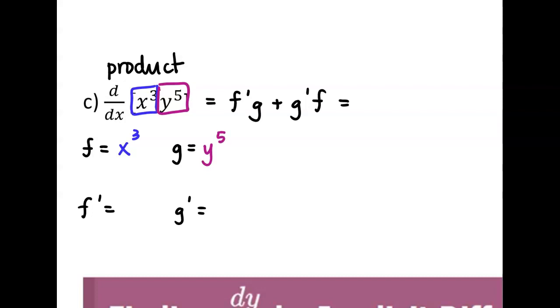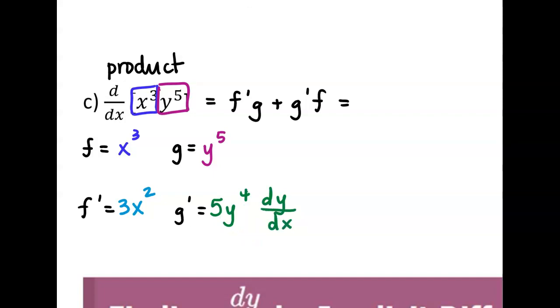Now let's go ahead and start taking their derivatives. The derivative of x to the third, we bring the 3 down. The new exponent on x is 2. Chain rule says multiply by the derivative of x, but the derivative of x is 1, so we don't have to write anything else. Now let's take the derivative of y to the fifth. We bring the 5 down. The new exponent on y is 4. Chain rule says we have to multiply by the derivative of y, which is dy/dx.